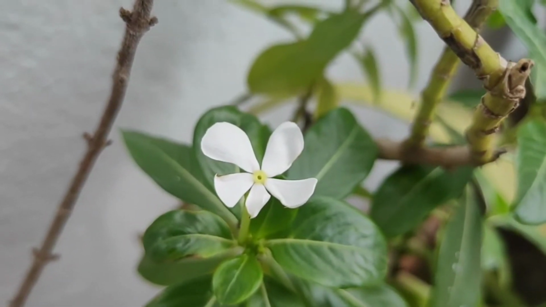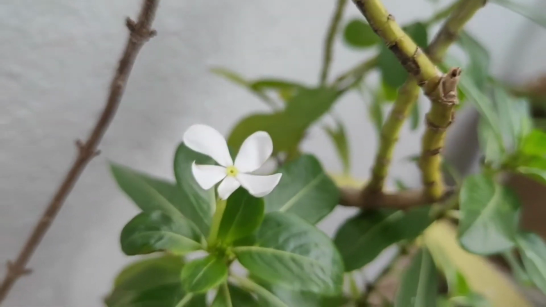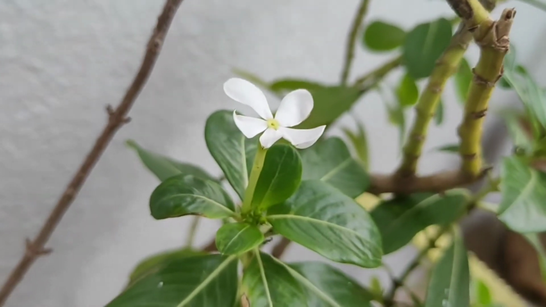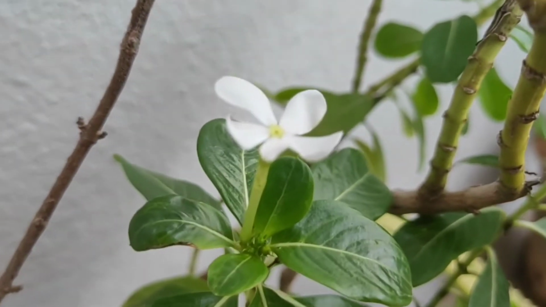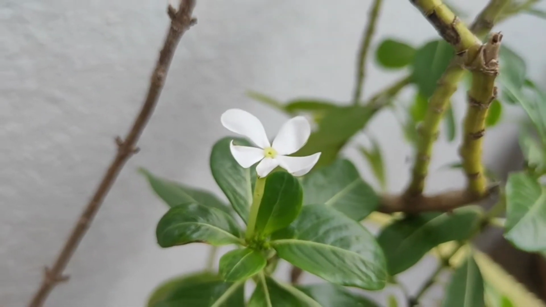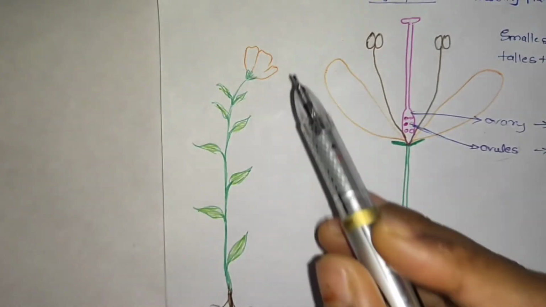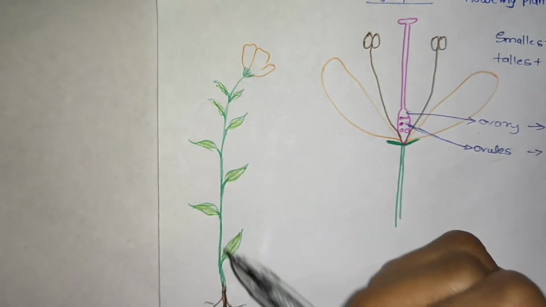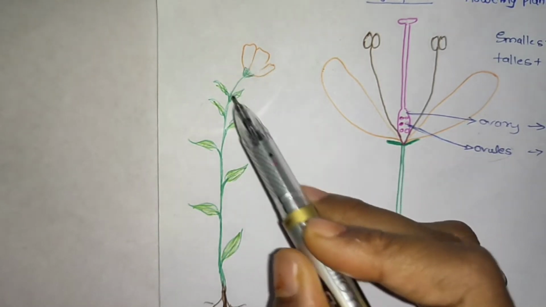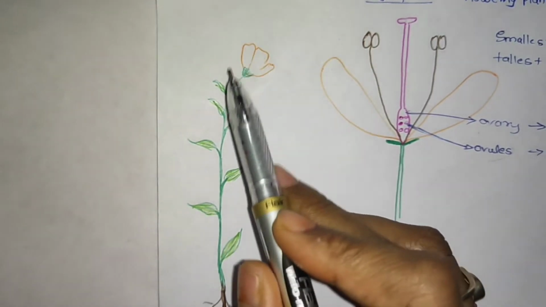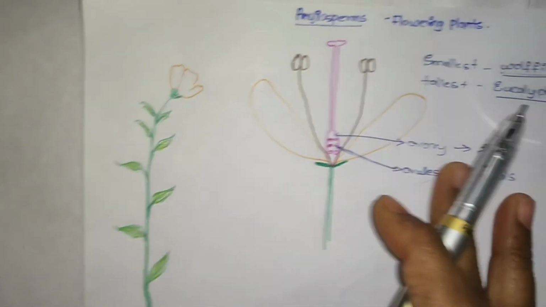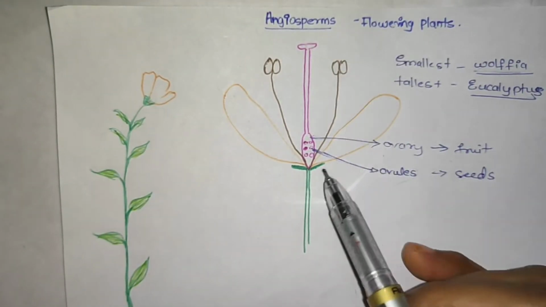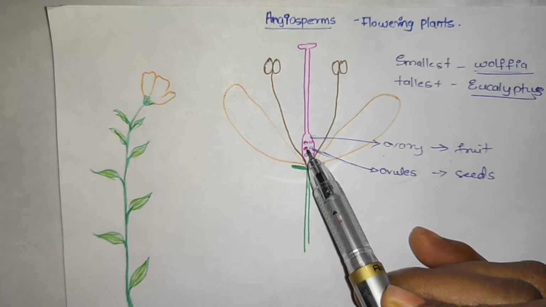Today we are going to study angiosperms. Reproductive structures are borne on a special structure called a flower, hence they are called flowering plants. Yes, students, this is how angiosperms are different from gymnosperms. Angiosperms produce a flower, a specialized organ which produces the male reproductive organ and the female reproductive organ.